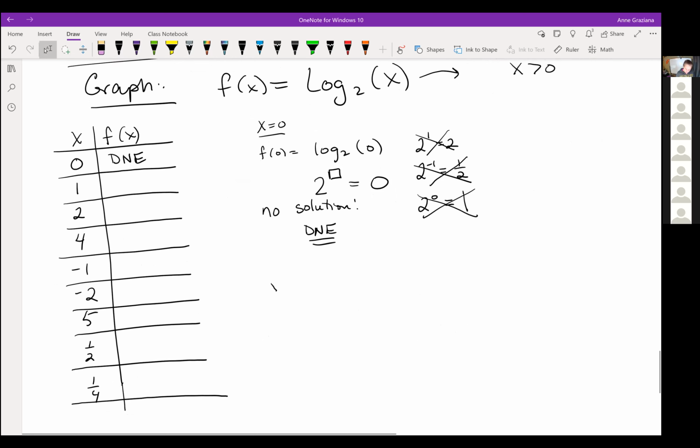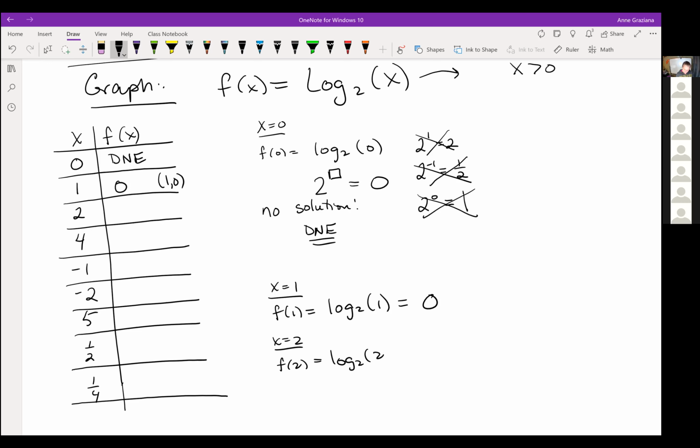All right, so let's try some others here. f of 1 is log base 2 of 1. So 2 to what power will give me 1? 0. Yeah, I just did it. It's right above us, right? So 2 to the power of 0. So this is the point 1 comma 0. Now, x is 2. f of 2 means log base 2 of 2, which means 2 to what power will give me 2? 1. 2 to the first is 2. So this is 2 comma 1.